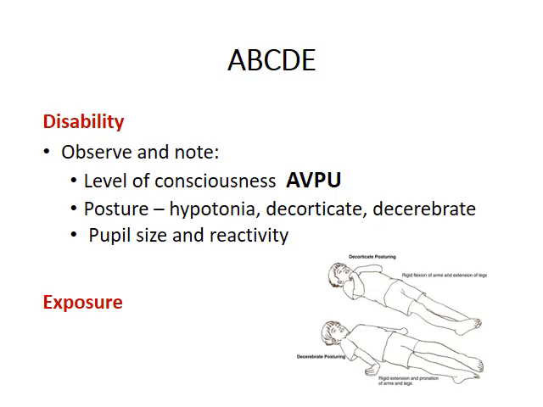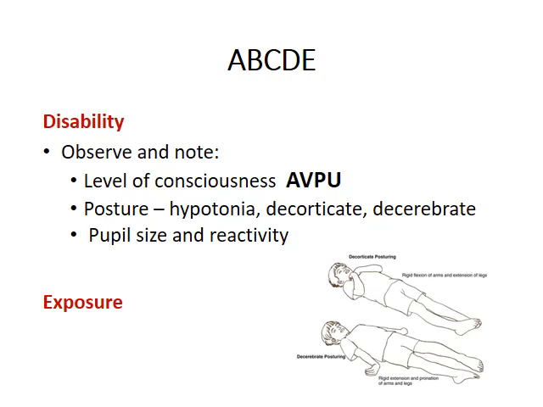Then the posture is very important. A normal child can usually move his hands and legs all the time, but if he is hypotonic or flaccid, this means he is very bad. And if he is in the decorticate or decerebrate position, this means that is a very bad injury for the brain. Then the pupil size, which is a very important part of examination.